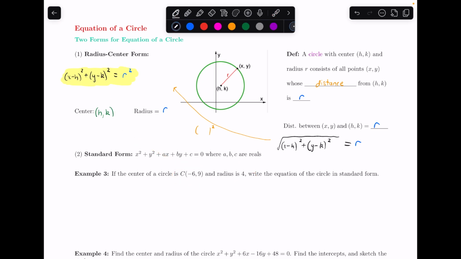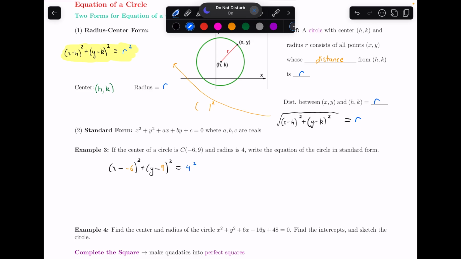The radius center form says to do x minus the x coordinate of the center, so it should be x minus negative 6, and then square that quantity. Plus y minus the y coordinate of the center, so y minus 9, and that should get squared. And on the other side, that should equal the radius squared, so this should equal 4 squared.